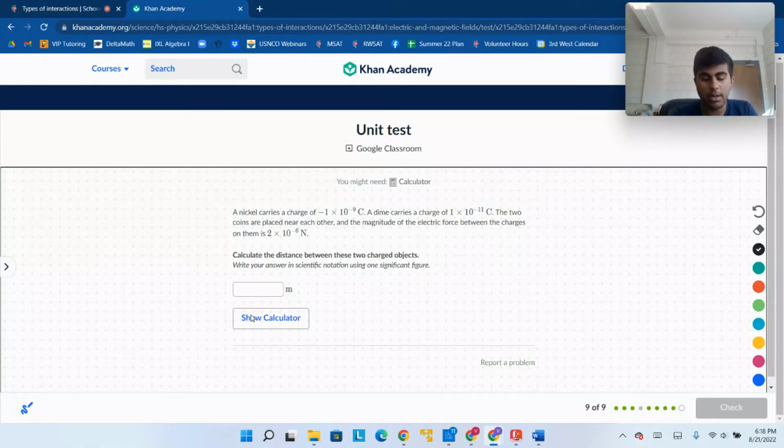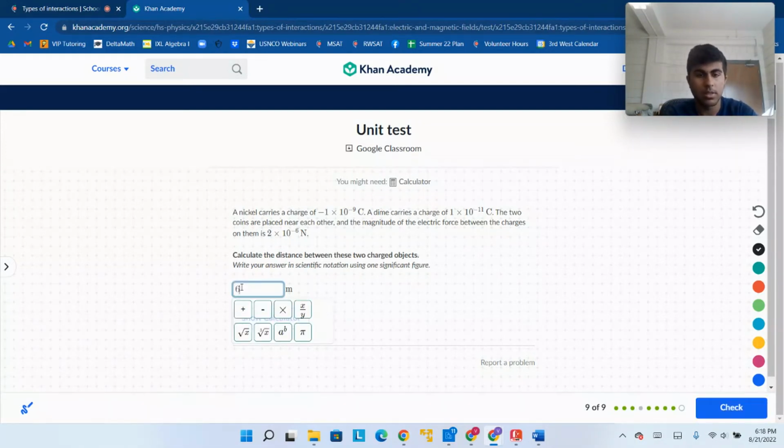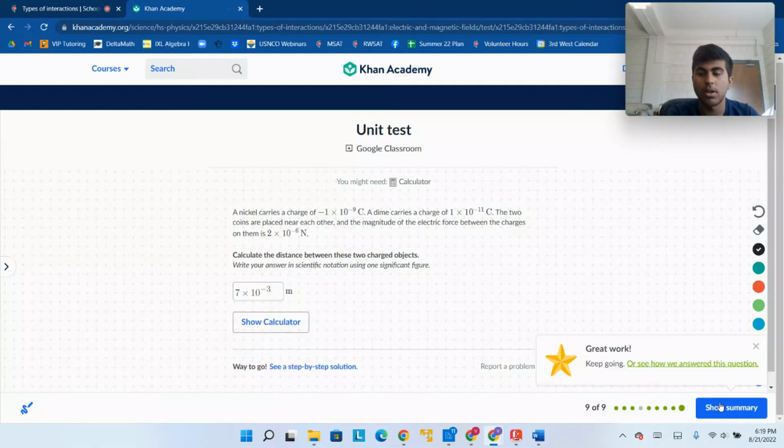So if we divide both sides by 2 times 10 to the negative 6 and multiply both sides by r squared, we get that r squared is just going to be equal to 4.5 times 10 to the negative 5, and r is going to be 7 times 10 to the negative 3, and we are done.